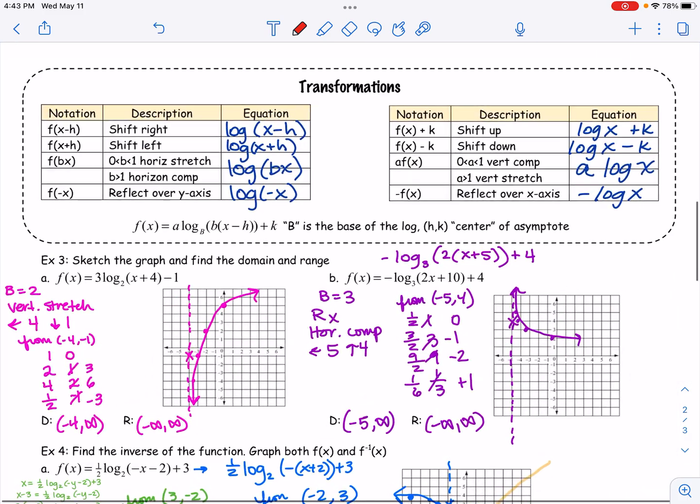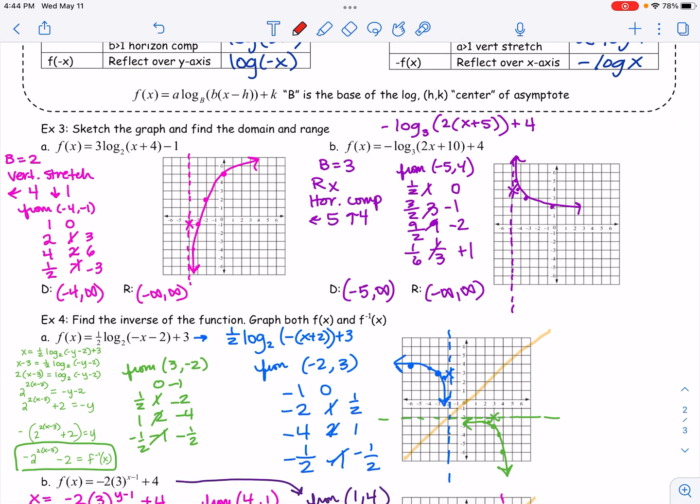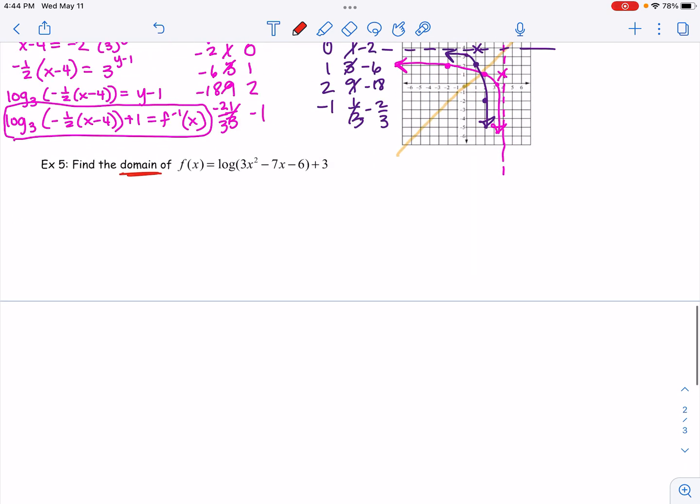Let's go back up. Like for these kinds of problems, your domain was affected by your shifts left and right. Well, when I see something like 3x squared minus 7x minus 6 in my argument, I don't really know where to start. What I do need to know, though, is that my domain is going to be positive, right? My argument needs to be positive. So I can actually just make this argument positive. I need to ensure that it is greater than 0. And that's what I'm going to solve, okay?